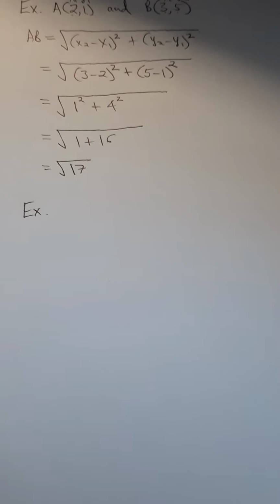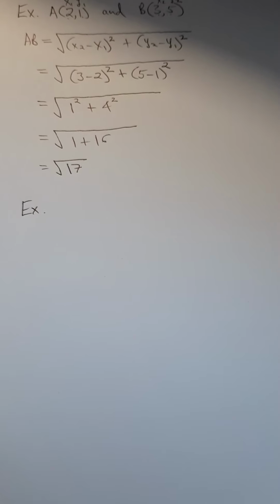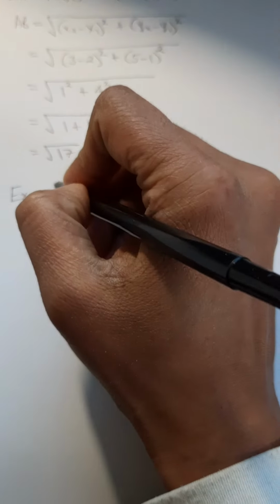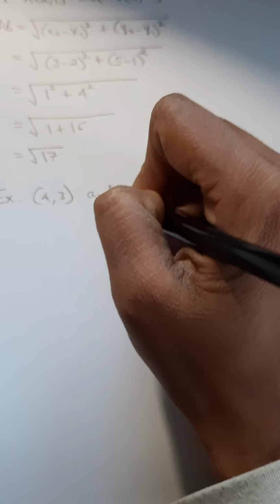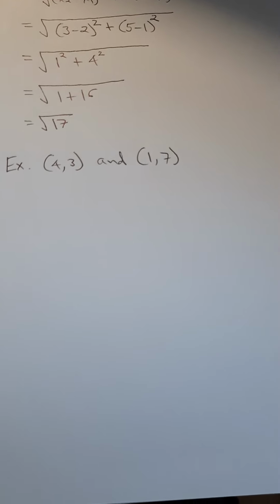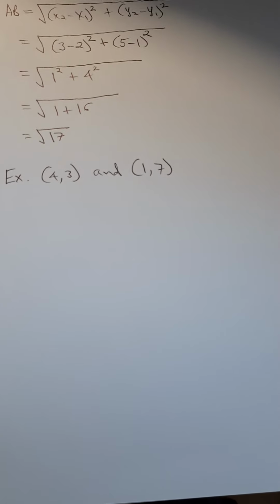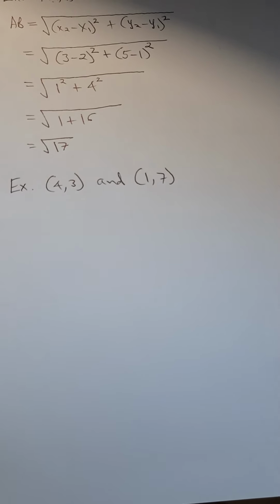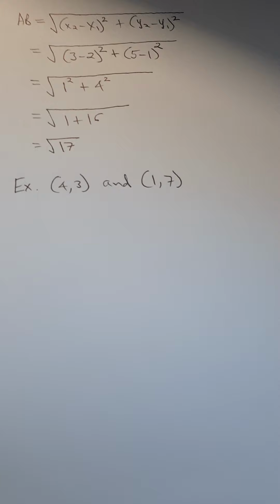Okay, so it looks like it's a word problem. I'm going to just read it out loud. On a city map, the coordinates of 2 department stores are given. The first one is (4, 3), and the second one is (1, 7). So these are where the department stores are located on the grid. It says, how far apart are the stores if each unit on the map represents 1 kilometer?